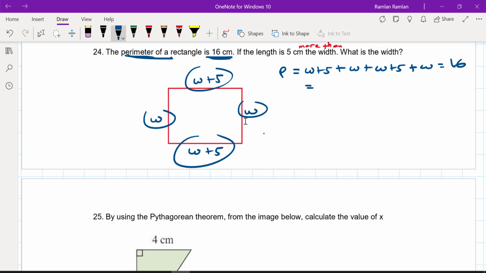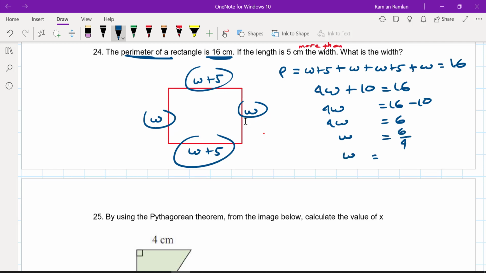So simplify the expression on the left side. How many W do you have? 4W plus 10, right? 4W plus 10 equals 16. Subtract both sides by 10. That'll be 16 minus 10, so 4W equals 6, and then divide both sides by 4, and you will get 3 over 2, or 1.5, and that will be in centimeter.